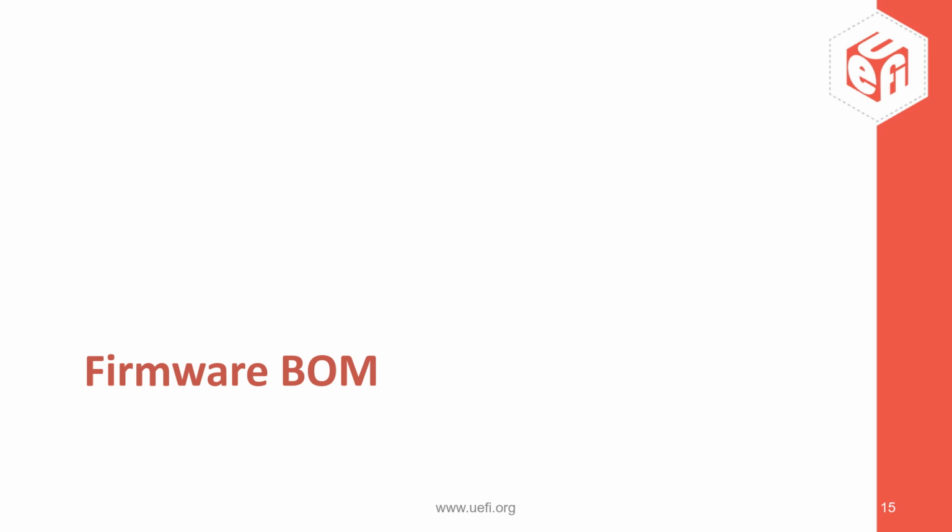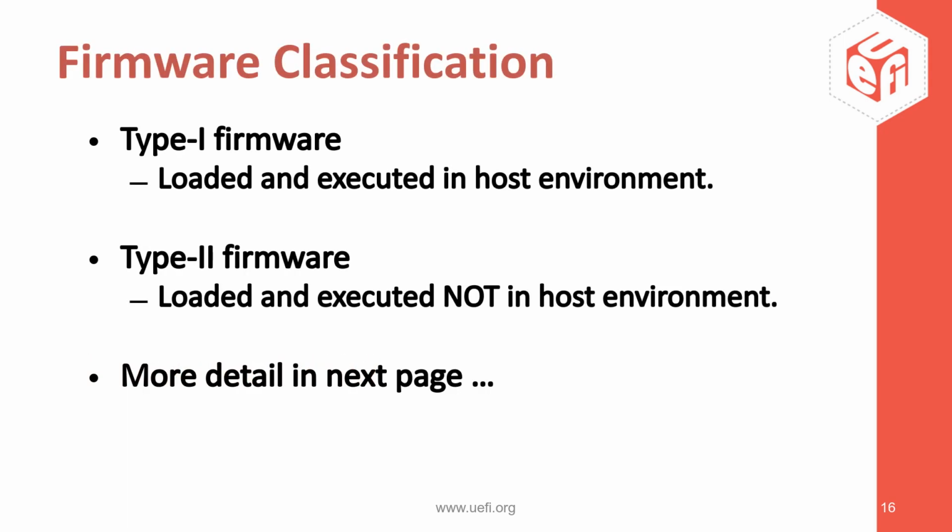First, let's see there are two classes of firmware in our definition. Type 1 firmware means the firmware is loaded and executed in the host environment. Host environment here means the general purpose CPU on the motherboard. Type 2 firmware is loaded or executed not in the host environment, for example, management engine firmware, BMC firmware, etc.